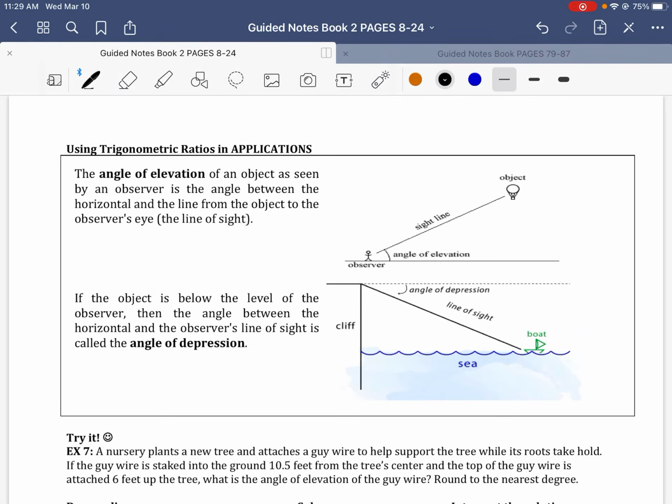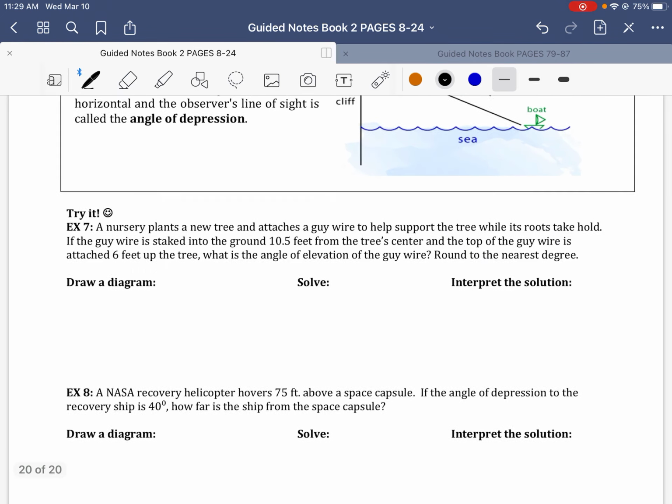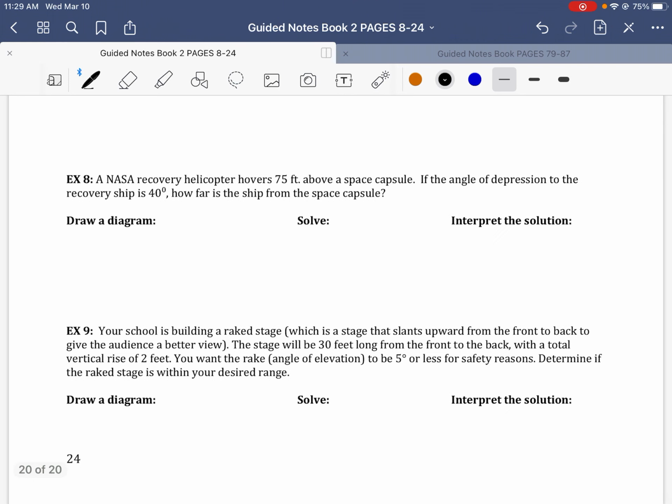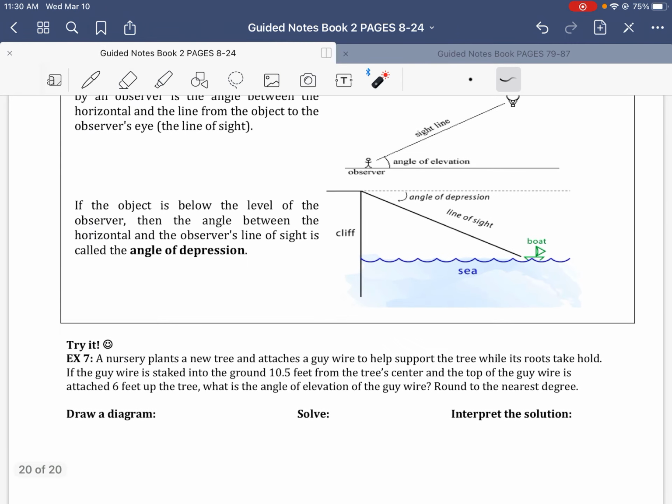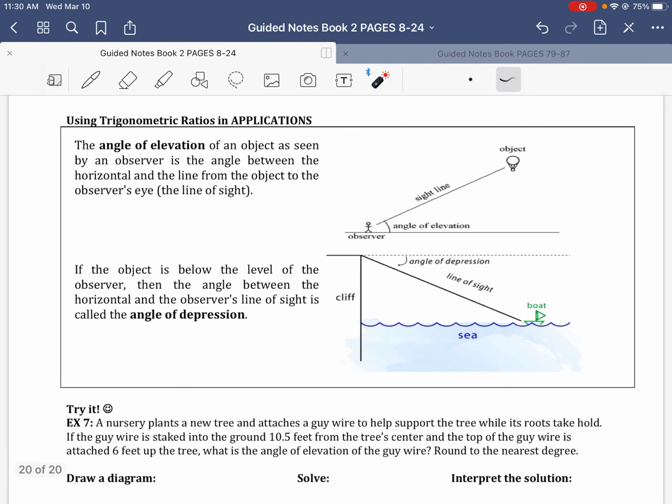Okay, in this lesson, we're using trigonometric ratios in basic applications. Now, in your guided notes book, this is on page 24. I know I feel like we're skipping around a bunch in this trig section. It's a little out of order. So page 24, that's where you're headed, and it has just these 3 problems on here.